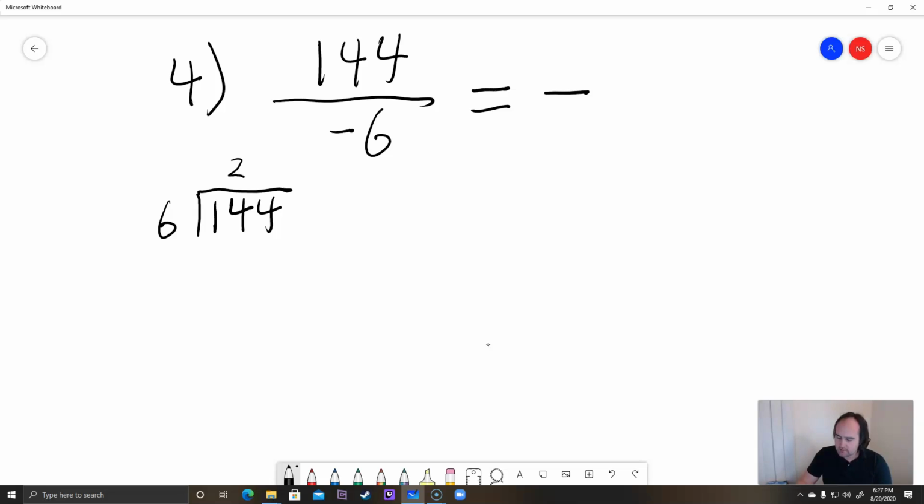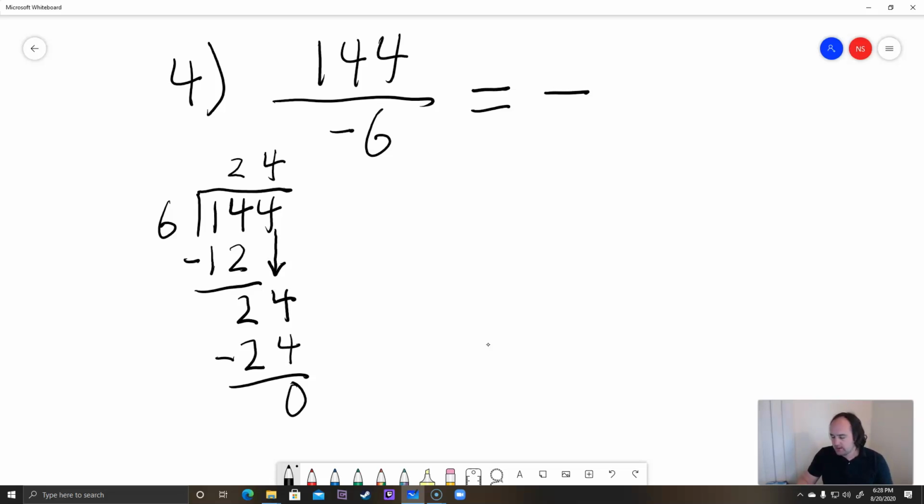Well, it goes twice into 14. So 6 times 2 is 12. And then 14 minus 12 is 2. Okay, but we're not done yet. We still have to bring down the 4. So I bring down the 4, and we get 24 down here. And then how many times does 6 go into 24? Well, from your times tables, you should know that 6 times 4 is 24. And then multiplying, 6 times 4 is 24, we get 24 minus 24 is 0.